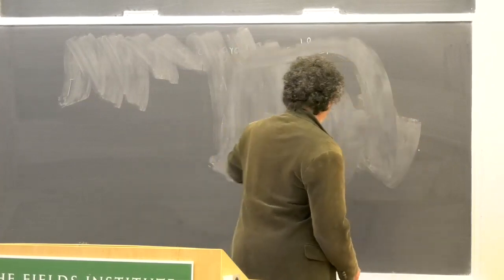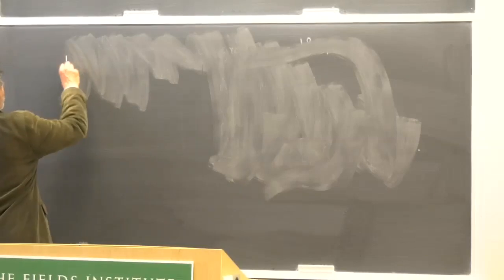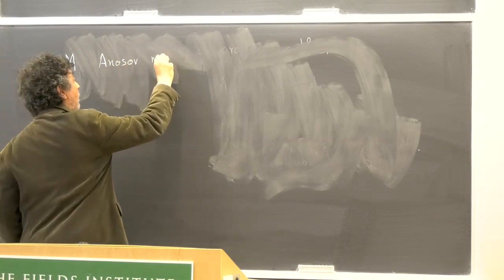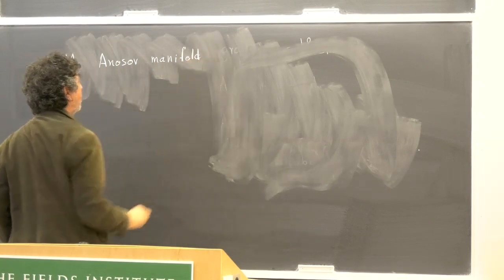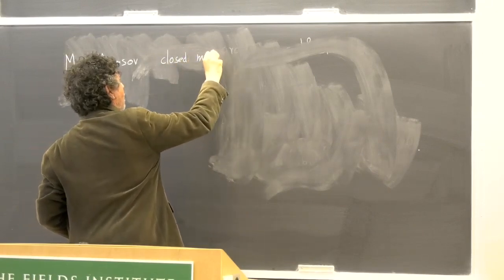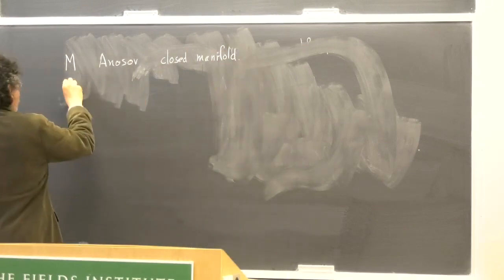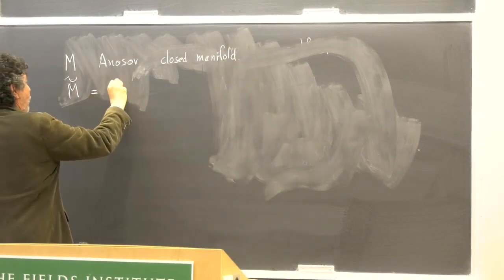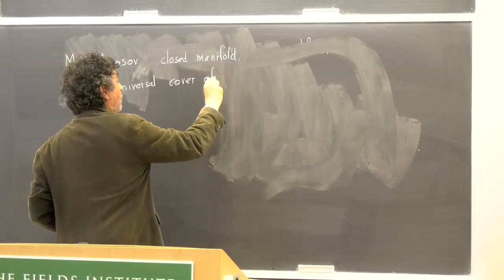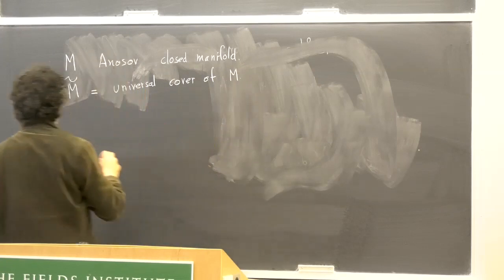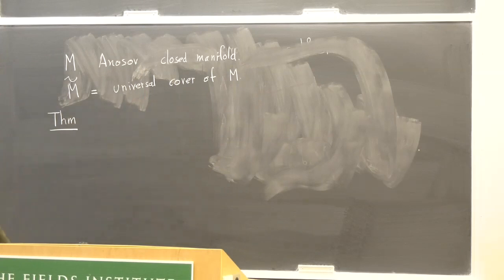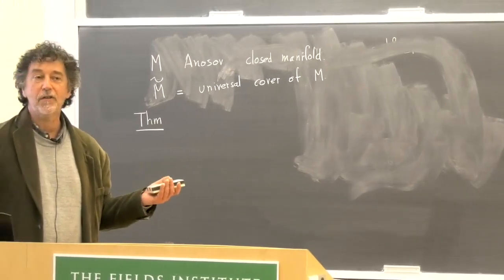So for theorem 1, I have M an Anosov manifold, so a closed manifold. And I consider M tilde, its universal cover. And the theorem is that the conjecture holds whenever two conditions are satisfied.